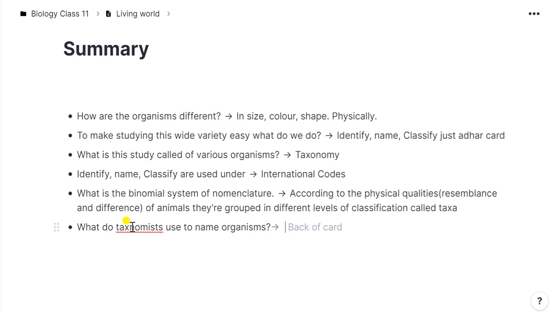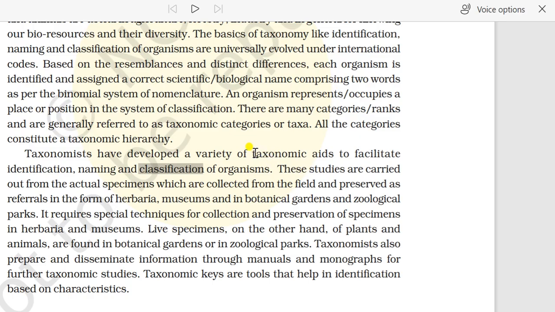Taxonomists. Taxonomic aids. My spelling is very bad. I'm really bad with spellings. Taxonomic aid.